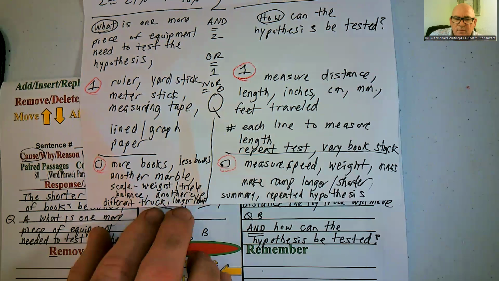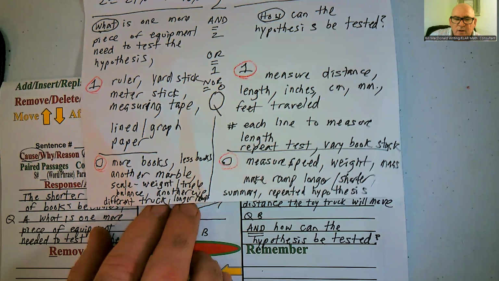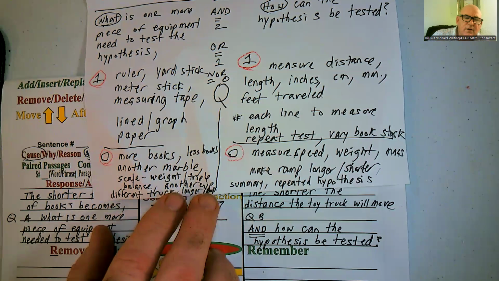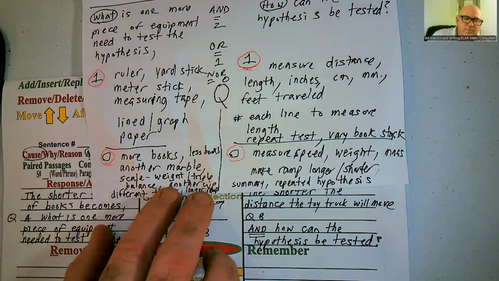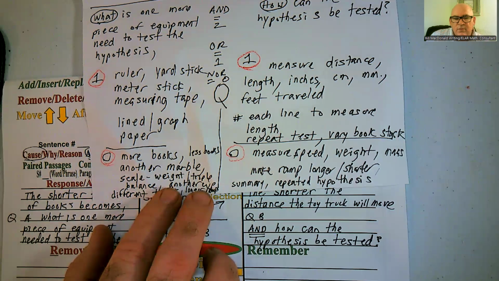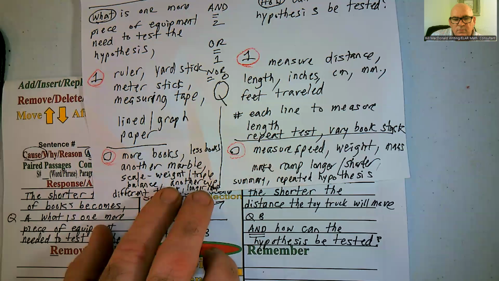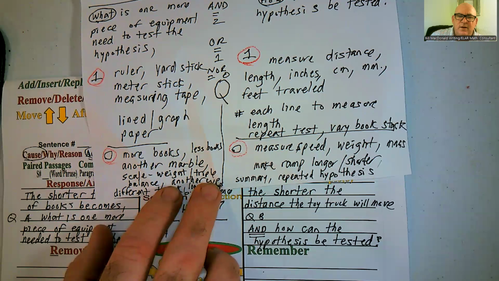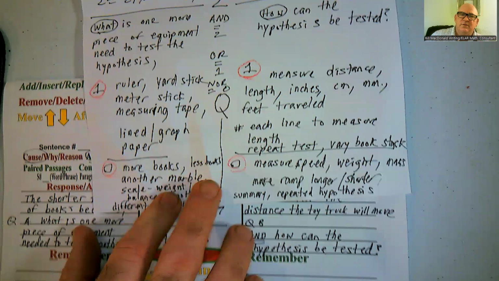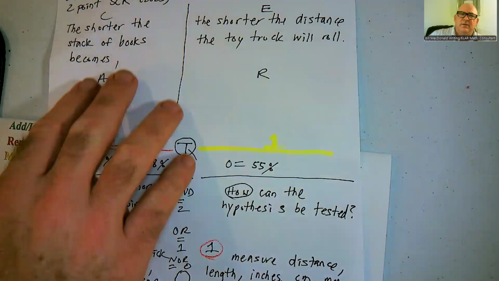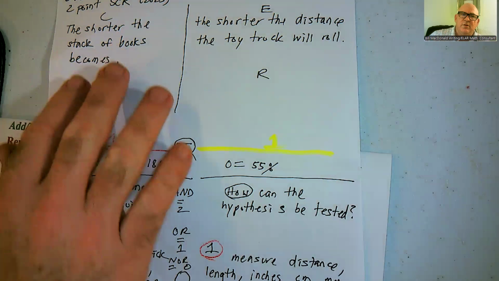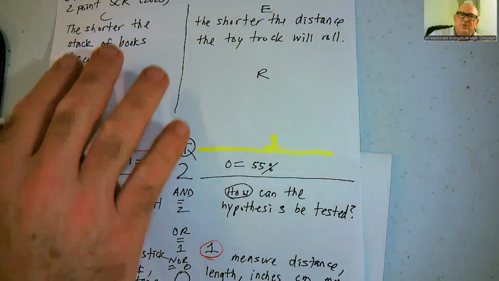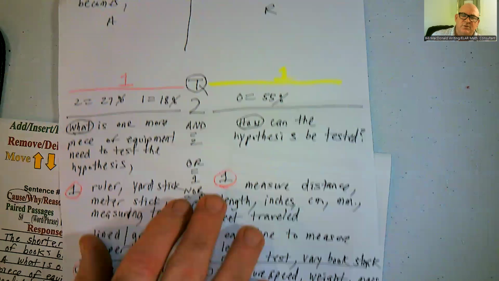Okay. Let's see what I have here. Another, another cup. Okay. That's the amount of cups. Cups are not going to measure the distance, and the cup doesn't have anything to do with the shortness or the height of the stack of books.